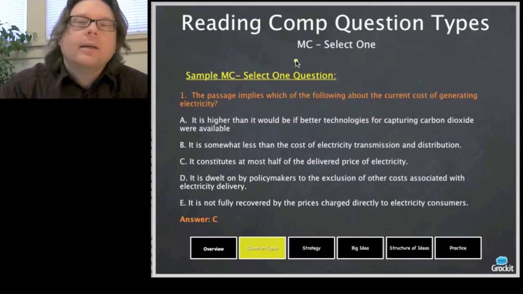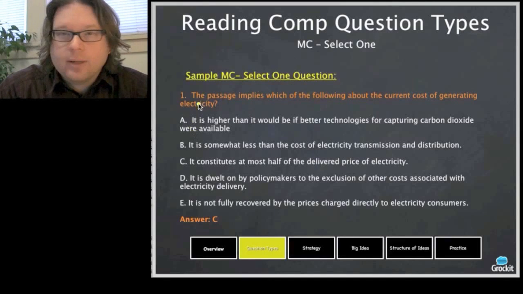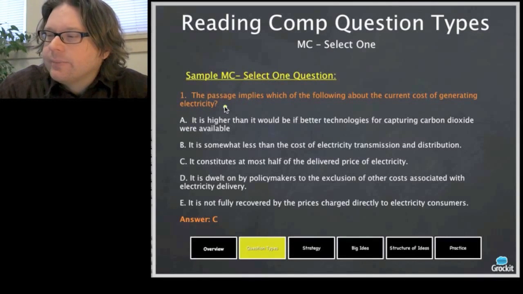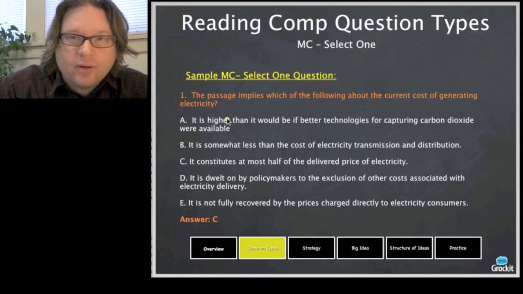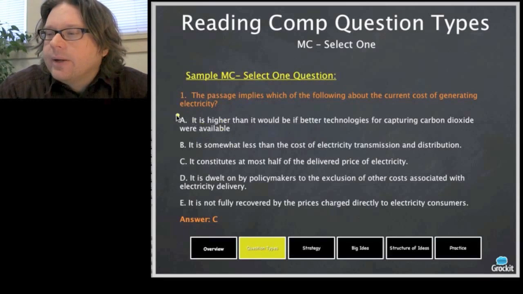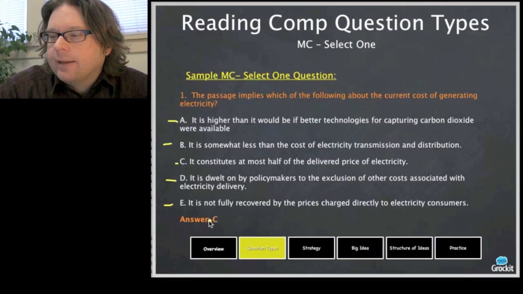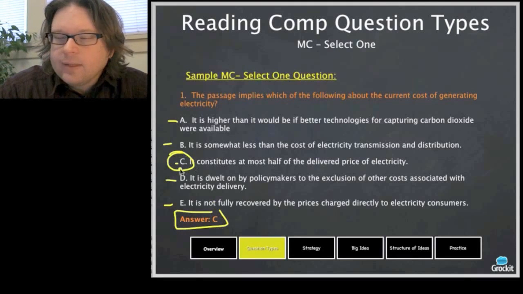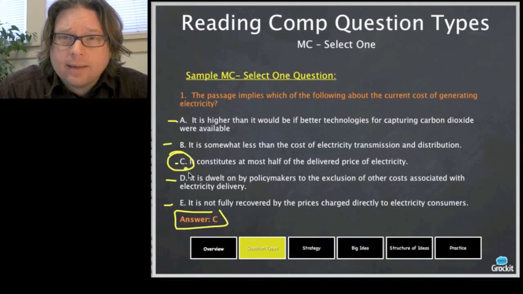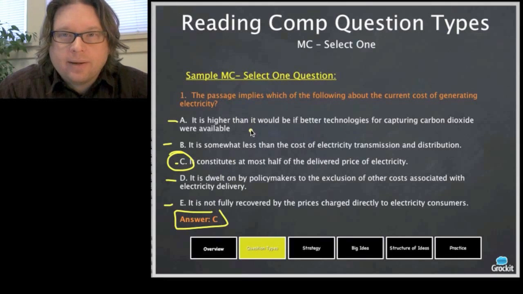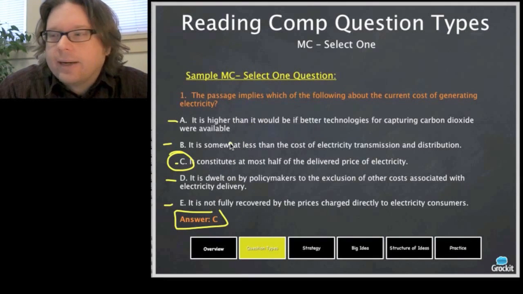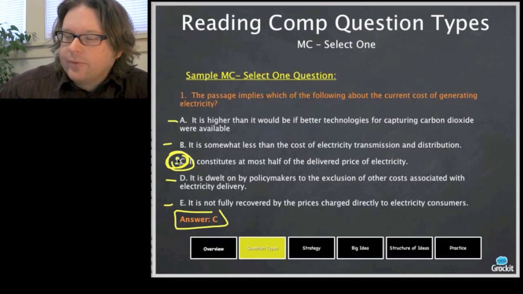All right, so here's an example of one of these multiple choice select one ones. It's worded like this: the passage implies which of the following about the current cost of generating electricity. Now, again, we didn't do the passage, so we're not really going to do the question, but note that there are 5 answer choices, A, B, C, D, E, and the answer here is C, so we would click this, confirm it, and move on to the next question. We would read all of the answer choices, always, just to be extra sure. They're not that long, so you have time to actually read questions and read answers, but you would select this one and move on.